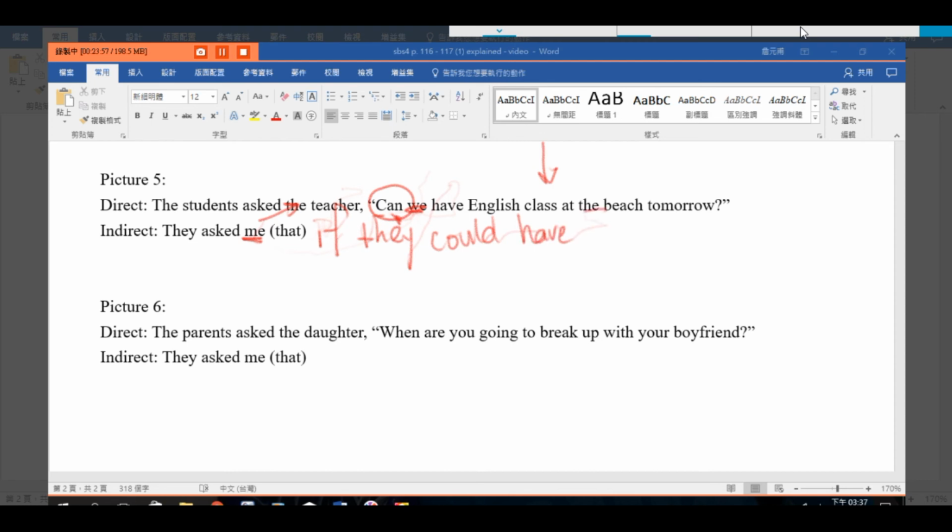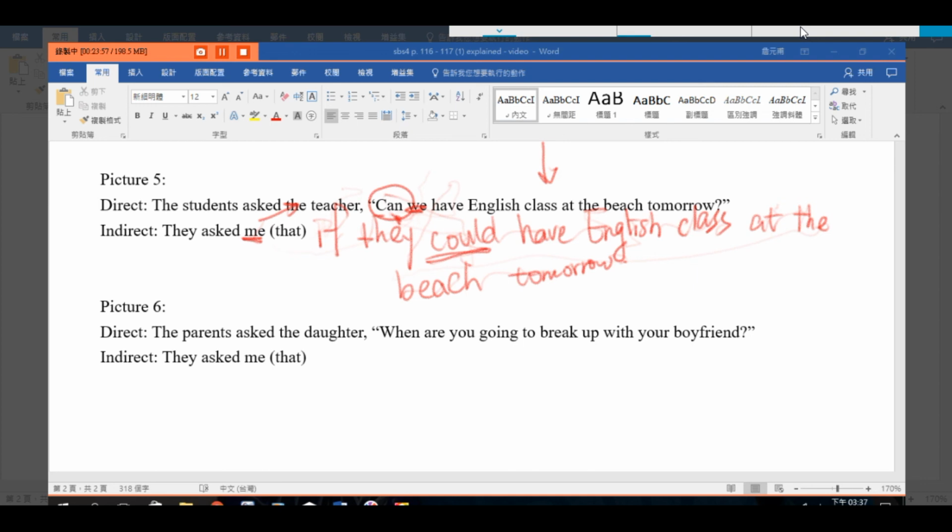have English class at the beach tomorrow. Okay, so that's the answer. They asked me if they could have English class at the beach tomorrow. Two things need to be changed: the order of the words, with the subject first, and also the tense of the sentence. Present tense to past tense. All right, let's move on to the final picture, which is picture 6.